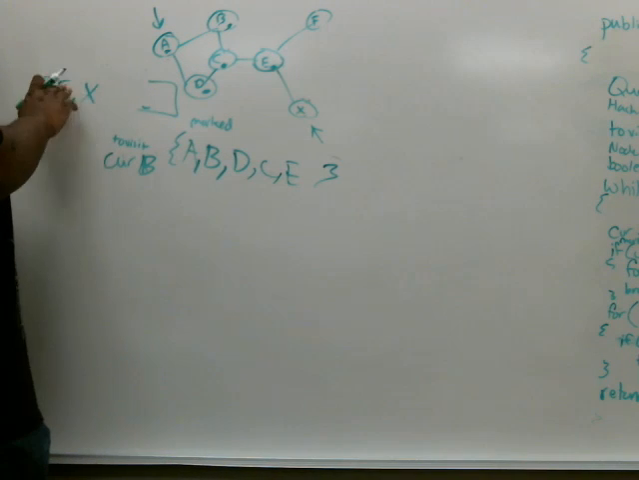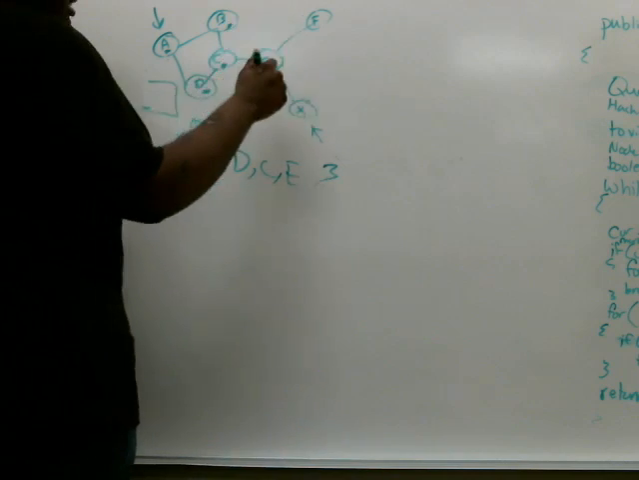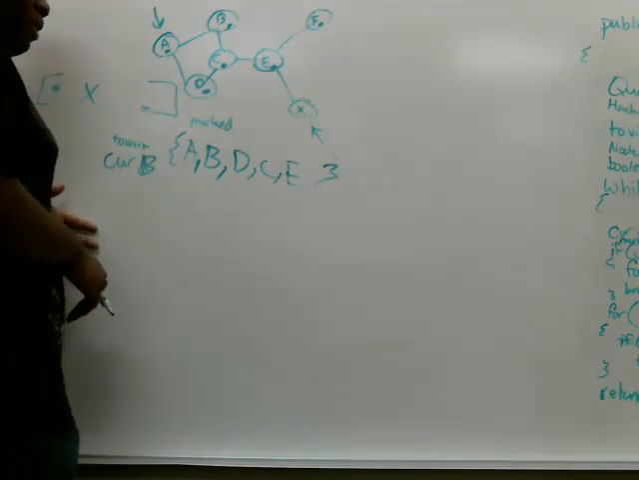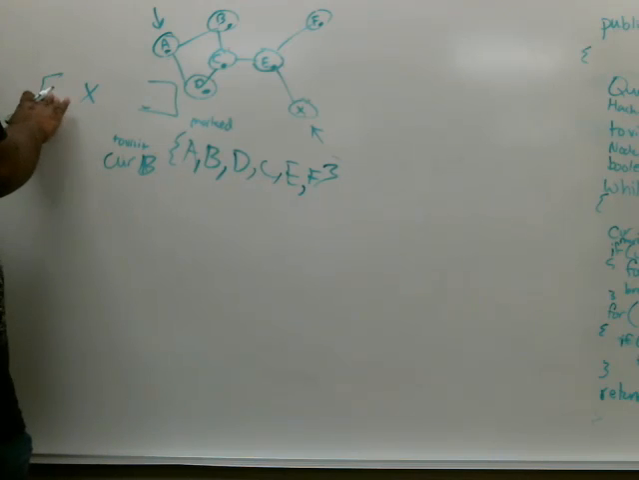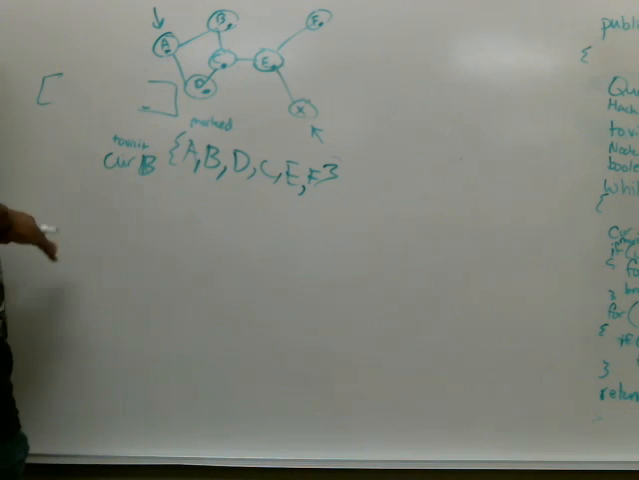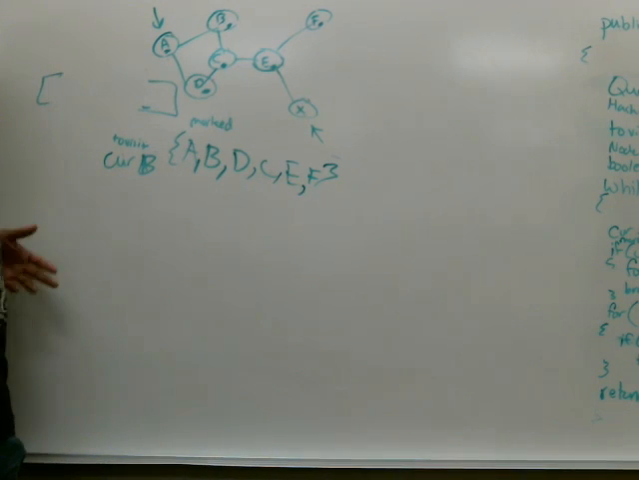Okay, so now we DQ, we got F. F has no neighbors, so we do nothing. Okay, so now we get X, we DQ it. Okay, that's the element we're looking for. And we found it.